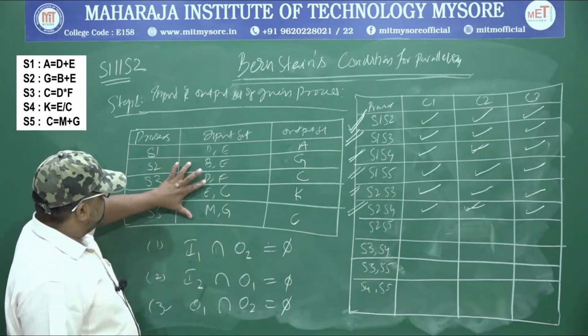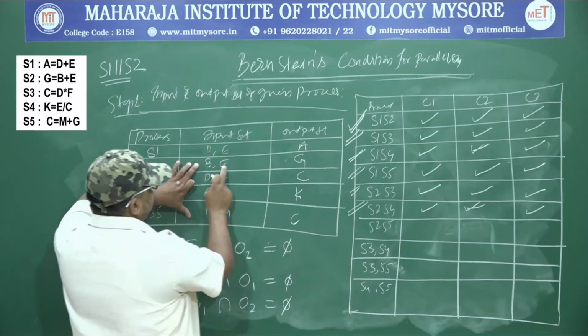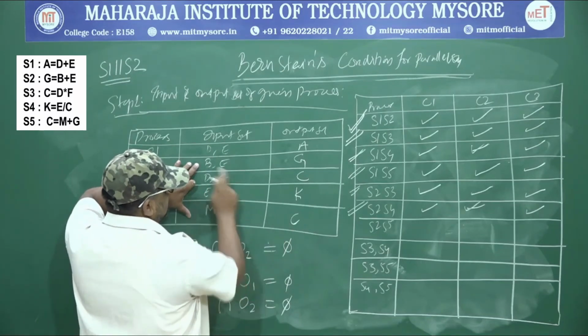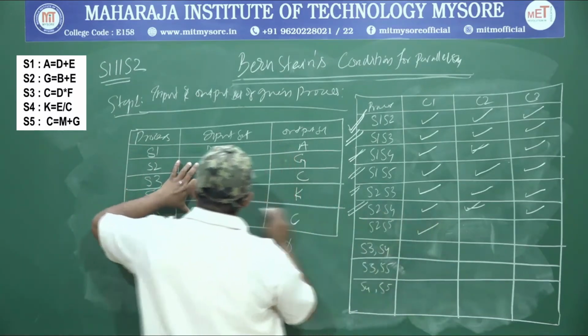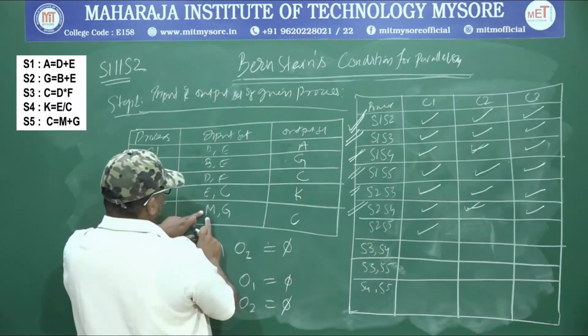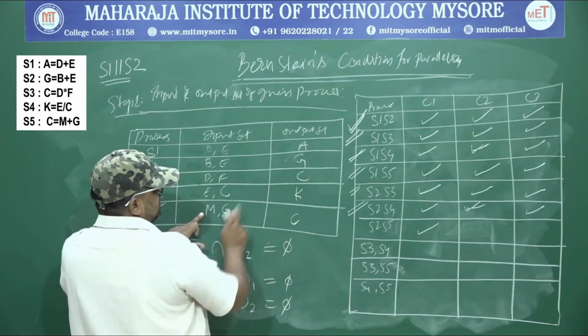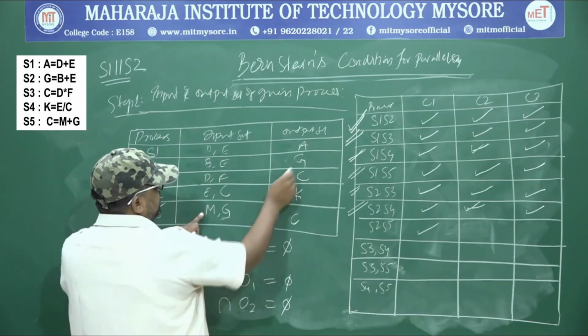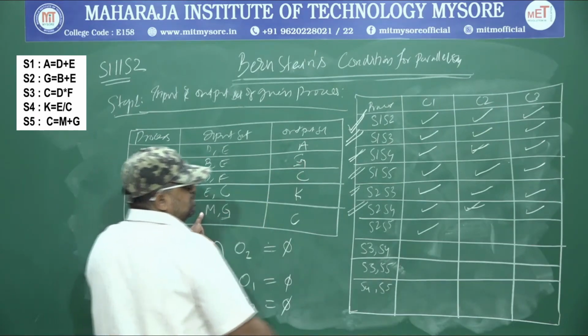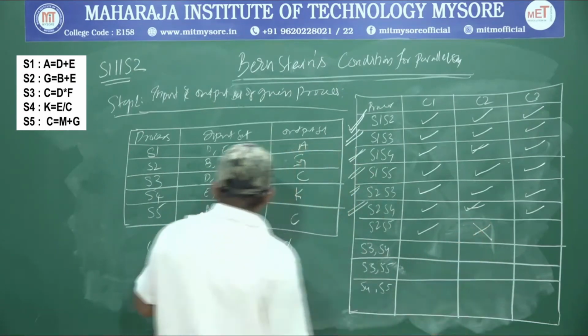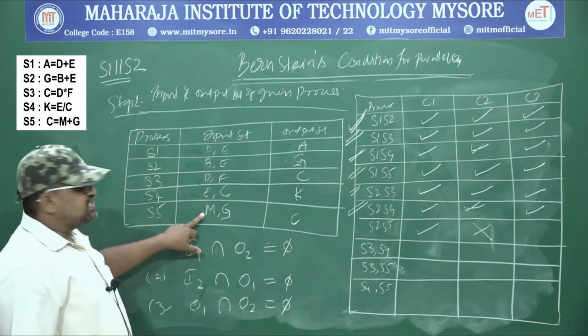Now coming to the 2 and 5. 2 and 5. Now what is the input? BE, output is C. Is there anything in common? No. Again, input of 5 is MG, the output is G. So there is a common G here, G input and G output. So this condition is not satisfied. The condition 2 is not satisfied.